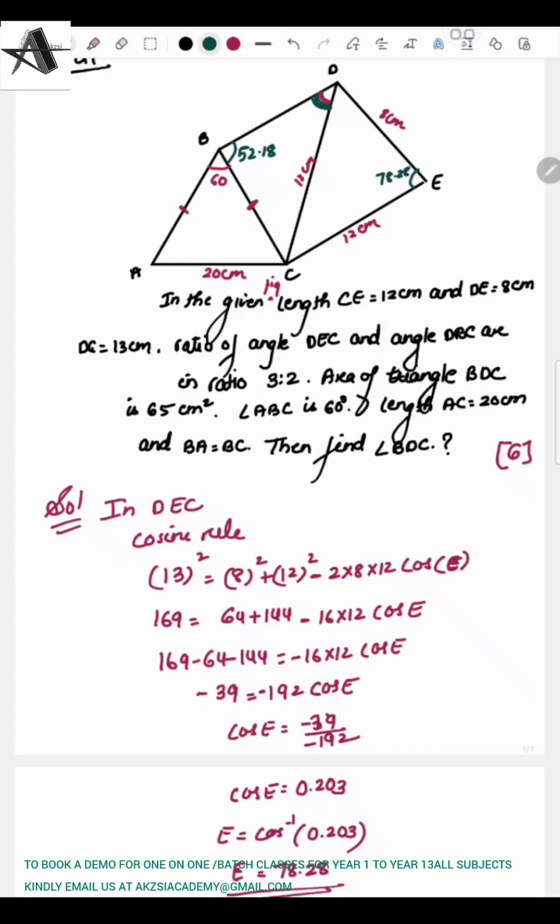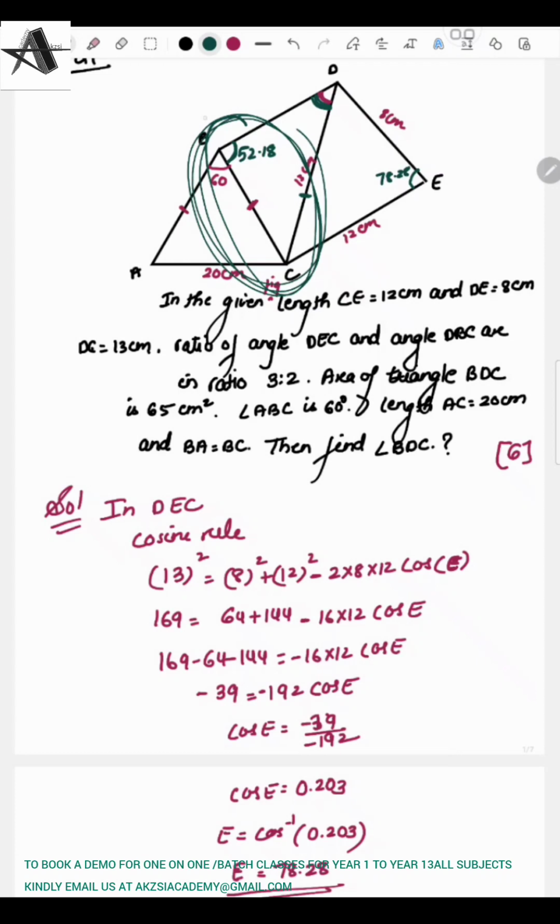Apart from that, they have mentioned that the area of triangle BDC, that means area of this triangle, is 65 centimeters squared. Because this angle we know, this side we know, so obviously the area of a triangle is half multiplied by two sides and sine of angle included in between them. Better is I take this one and the included angle. So I can say that area of this will be half into BC into DC and the included angle, which is sine of angle BCD. But here are two variables. So better is let me start with BC.